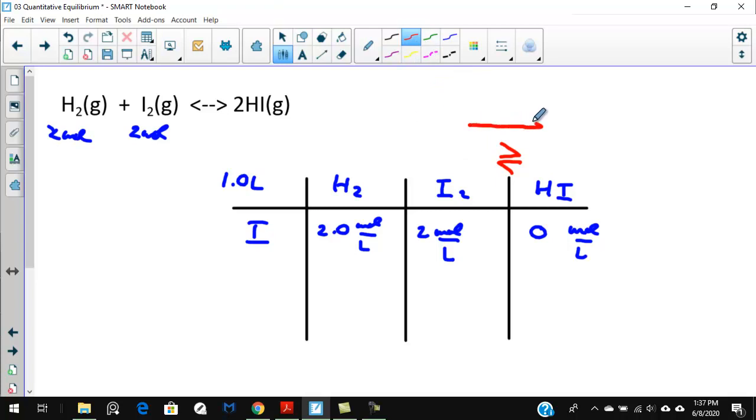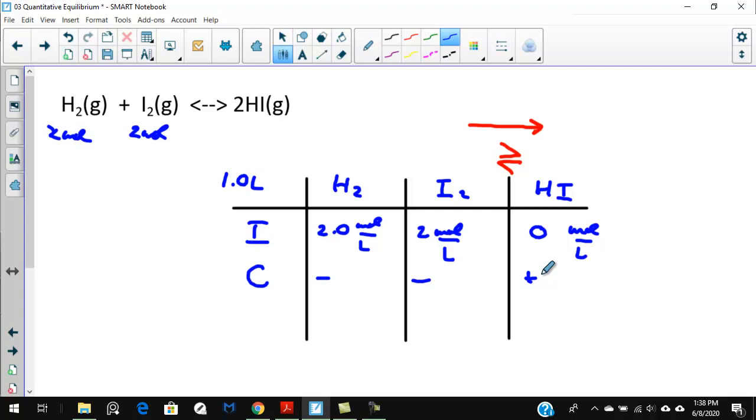Now, we said when we looked at the question that this thing is going to be shifting in this direction. So what that means for the next layer of our ICE table is we know how things are going to be changing. We know we're going to be using up some of the H2, and some of the I2. So those changes in those 2 concentrations are going to be negatives. They're going to be used up as this thing shifts to more products. And that means on the product side, this is going to be a positive change, whatever that change happens to be.